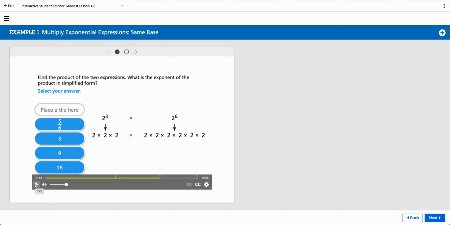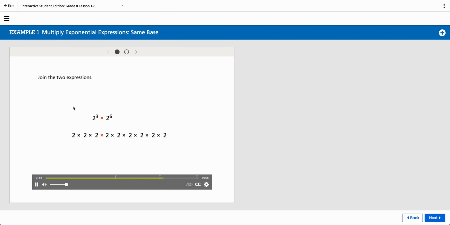Select your answer. So we've got 2 to the third times 2 to the sixth. How many 2s do I end up having here? 3 more. 1, 2, 3, 4, 5, 6, 7, 8, 9. So 2 to the third times 2 to the sixth ends up being 2 to the ninth.